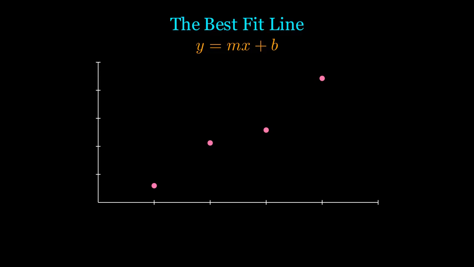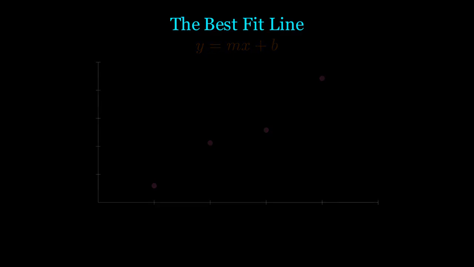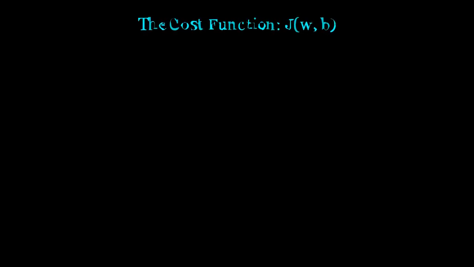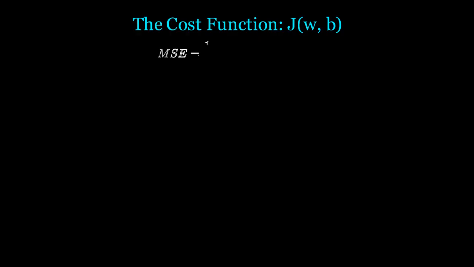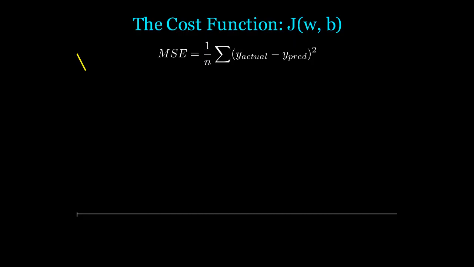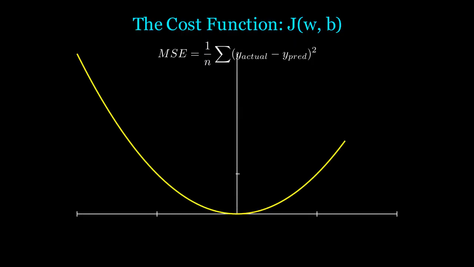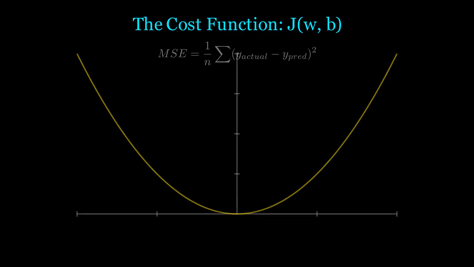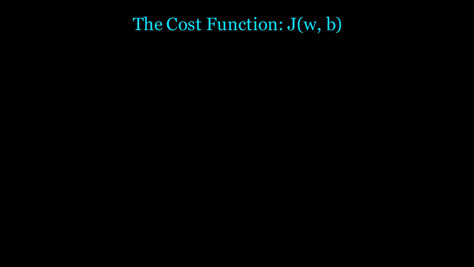This is where the concept of the cost function comes in. The cost function, often denoted as J of w comma b, is a mathematical way to measure how wrong our model is. The most common version is the mean squared error. It takes the distance between our predicted line and the actual data points, squares them to remove negative signs, and averages them. If our cost is high, the line is a poor fit. If it's low, we are close to the truth. In a 3D space, this cost function looks like a valley or a bowl.